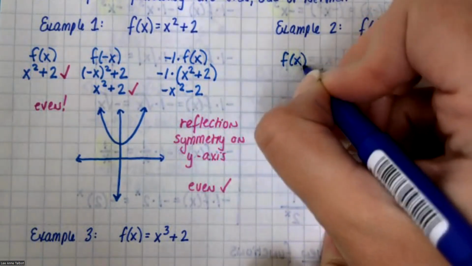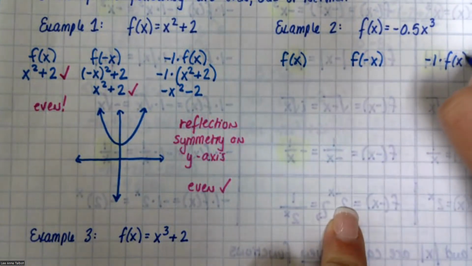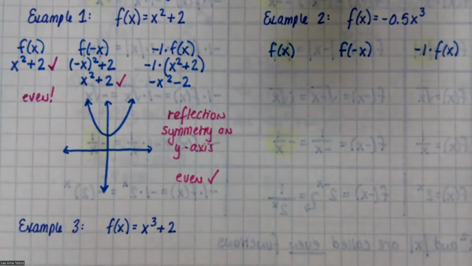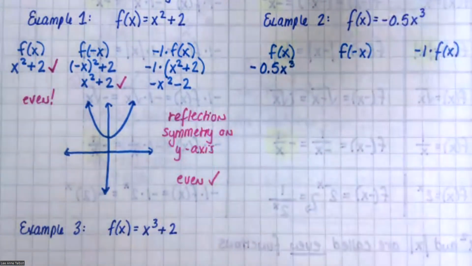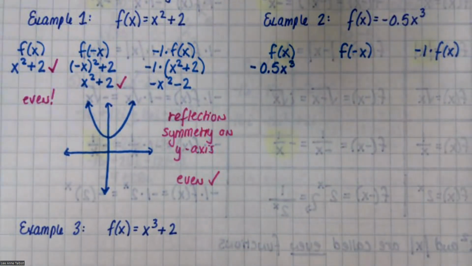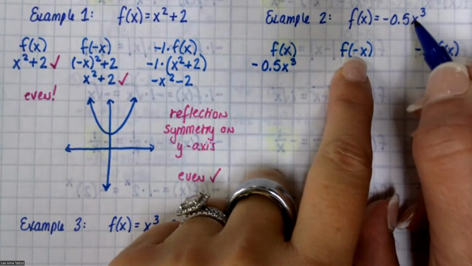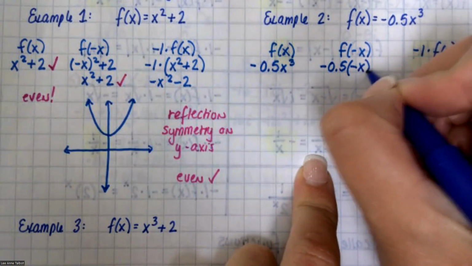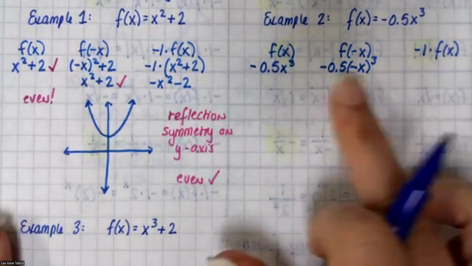Original, f of -x, -1 times the original. Original, -0.5x cubed. Okay, now in this one, I'm going to take this x right here, and I'm going to put -x in parentheses. So -0.5 times -x cubed. Okay, important question. How many negatives are there in this problem?